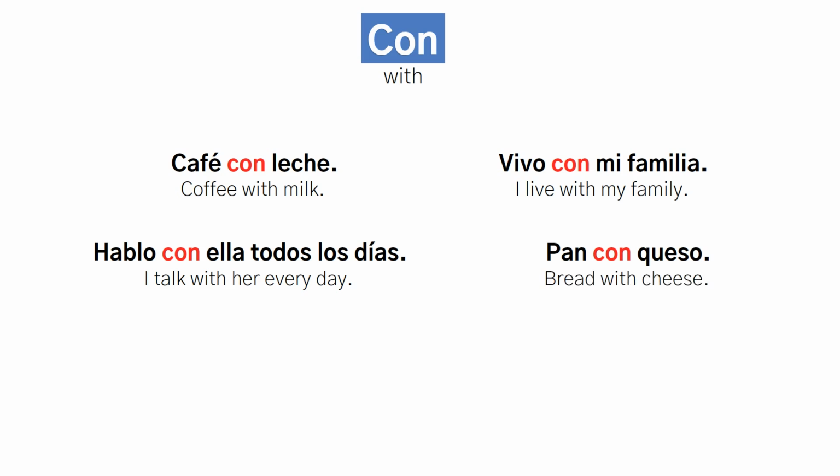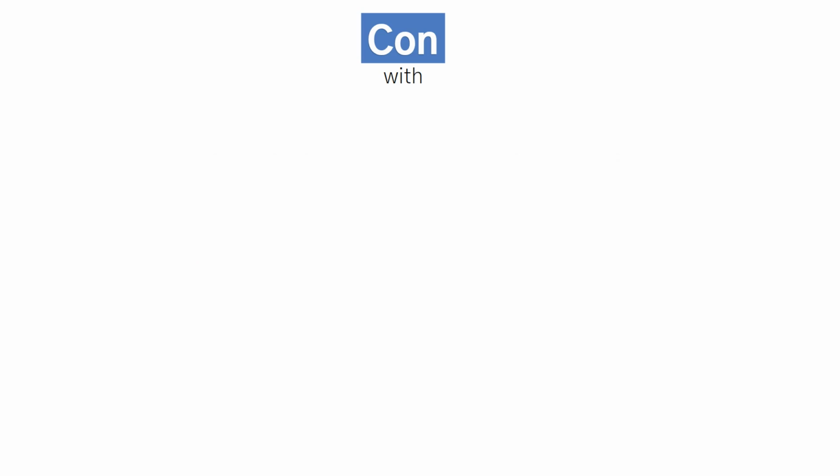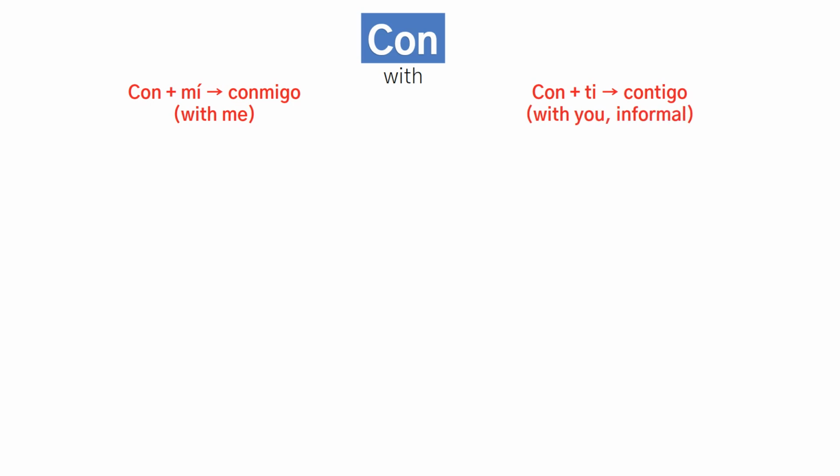Wherever English uses with to indicate accompaniment or inclusion, Spanish uses con. There are two special forms to know. Con plus mi becomes conmigo, meaning with me. Con plus ti becomes contigo, meaning with you. These are single words, not two words pushed together.